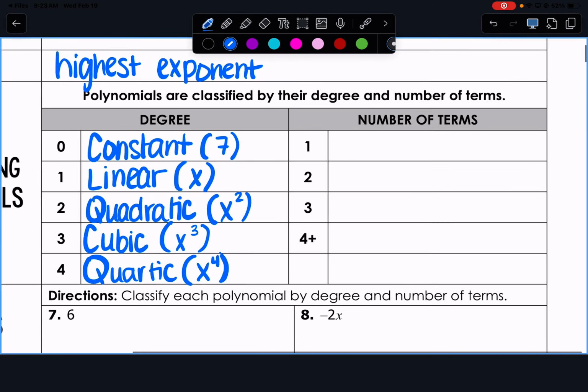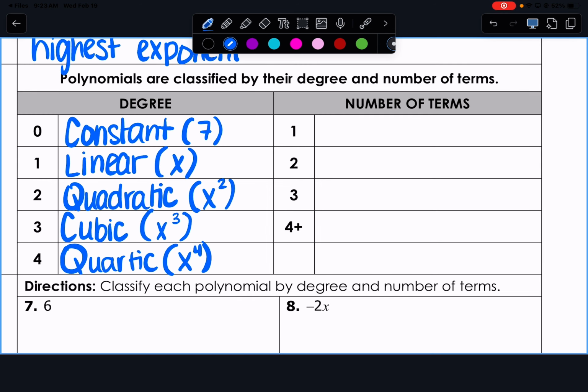Now the number of terms is just exactly what it is. It is how many terms is in the problem. So if we have one term, it is called a monomial.